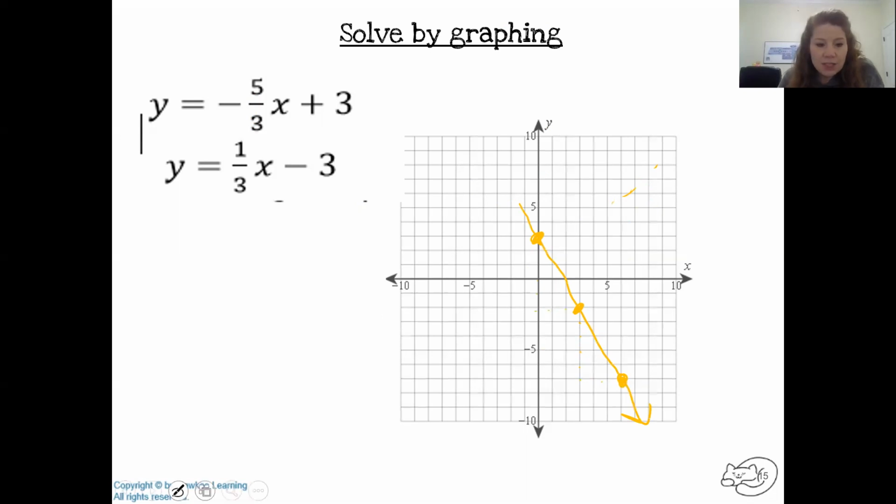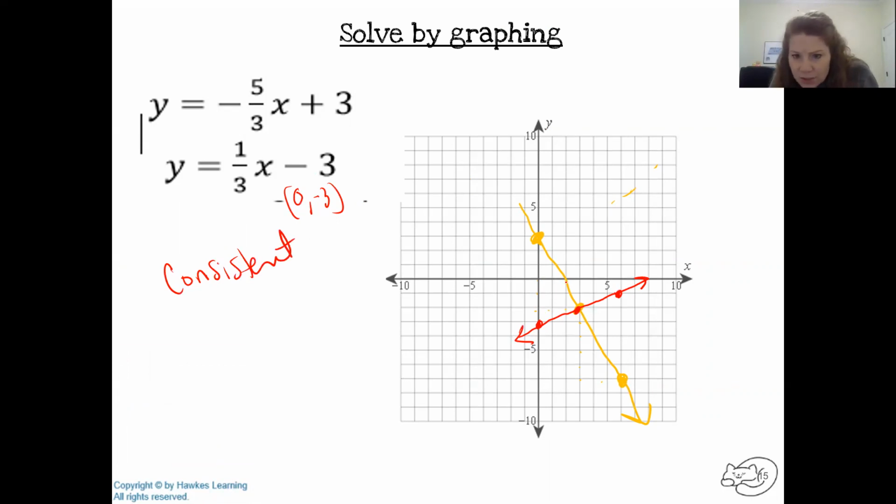All right, let's choose another color. We'll do red, easy to see. All right, our y-intercept is 0, -3, and then our rise is 1 over 3. So rise 1, up 1, right 3, up 1, right 3. We already see our intersection. So we have one solution. They intersect, which means consistent. And that solution is 3, -2.